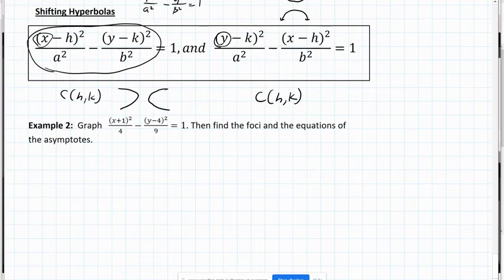So with that in mind, go ahead and pause your video and try example 2 with the shift of the center. And after you're done graphing it, then find the foci and the equations of the asymptotes. Press play when you're ready to see the solution.